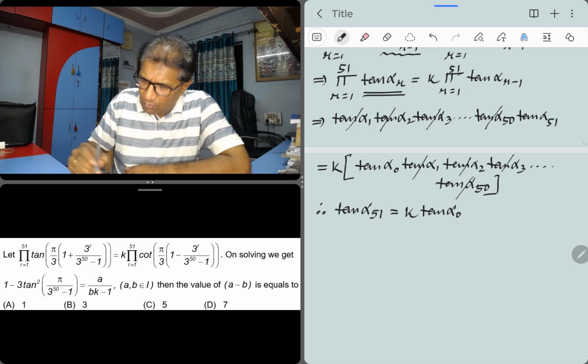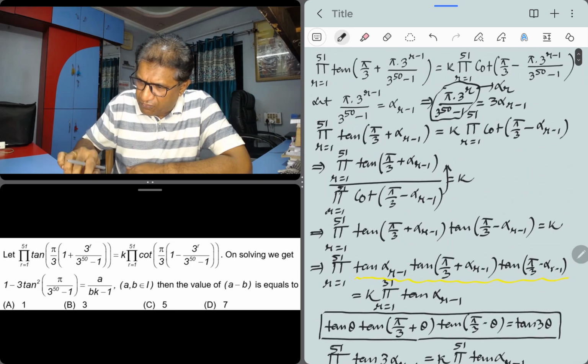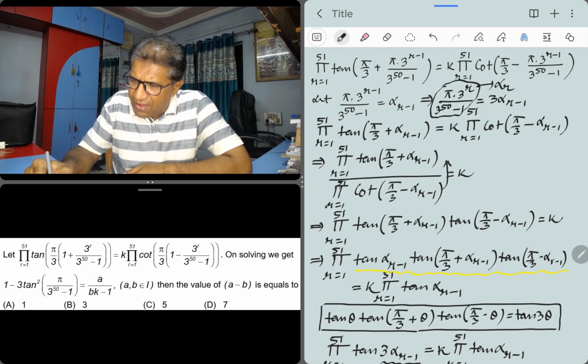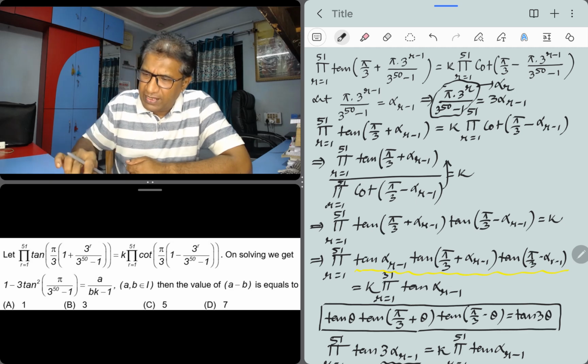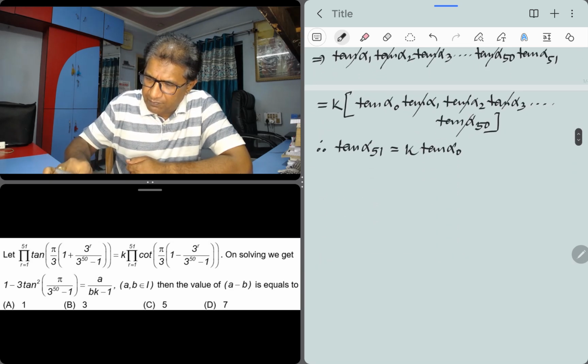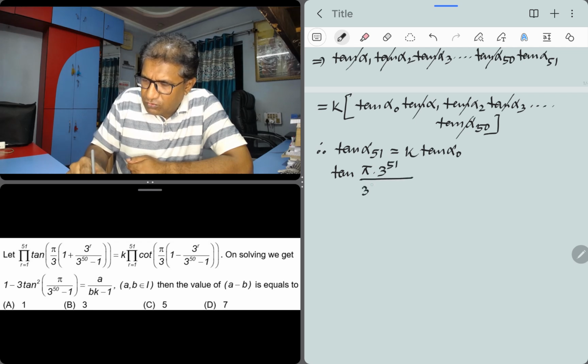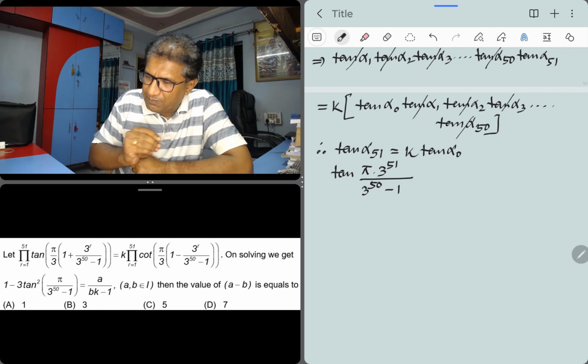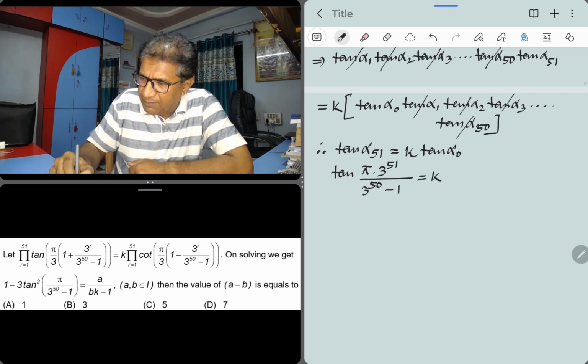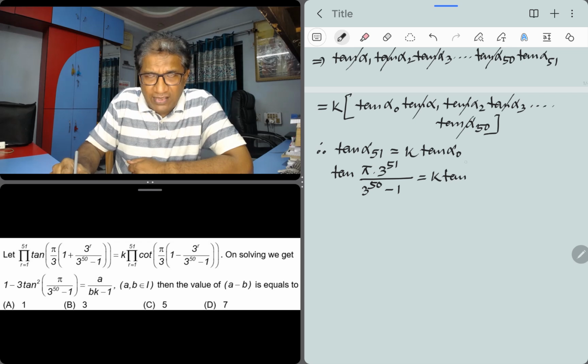Okay? Now, what is tan alpha 51? Let me just go for the first one. Your alpha r is pi 3 to the power r by 3 to the power 50 minus 1. So, what is alpha 51? It will be tan pi 3 into 51 divided by 3 to the power 50 minus 1, which is equal to k tan alpha 0.